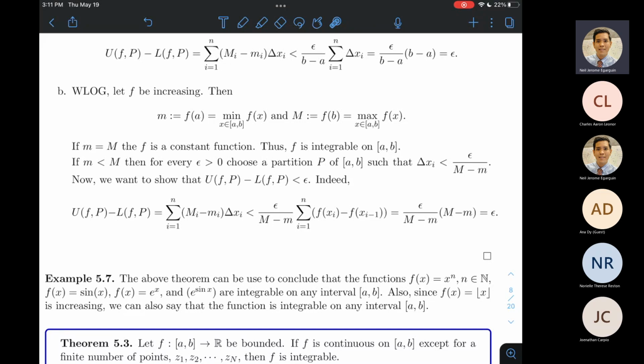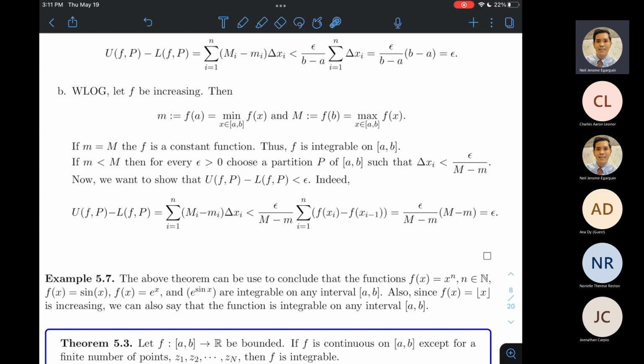And when I say pagbabasa ng proofs, critique ng isang proof, pag-i-insert ng mga missing details sa isang proof, katulad ng ginagawa natin ngayon. Alright? Now let's try to prove the other assertion that being bounded plus monotonicity is sufficient for Riemann integrability.